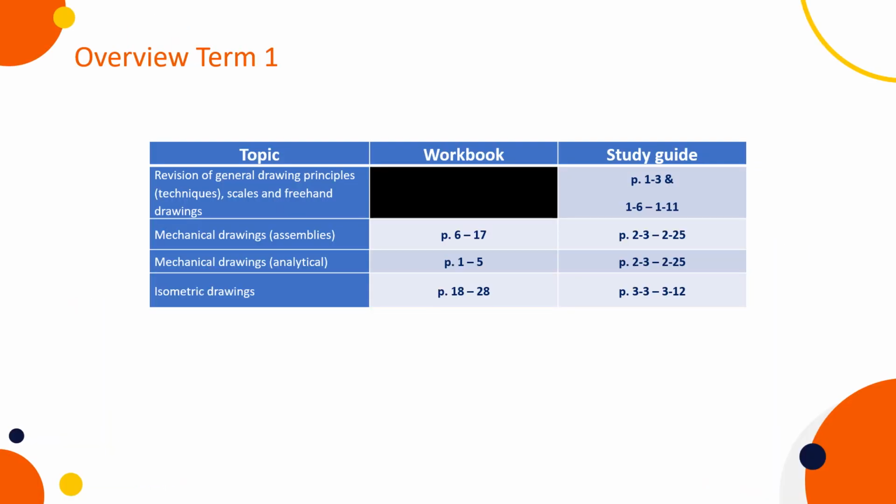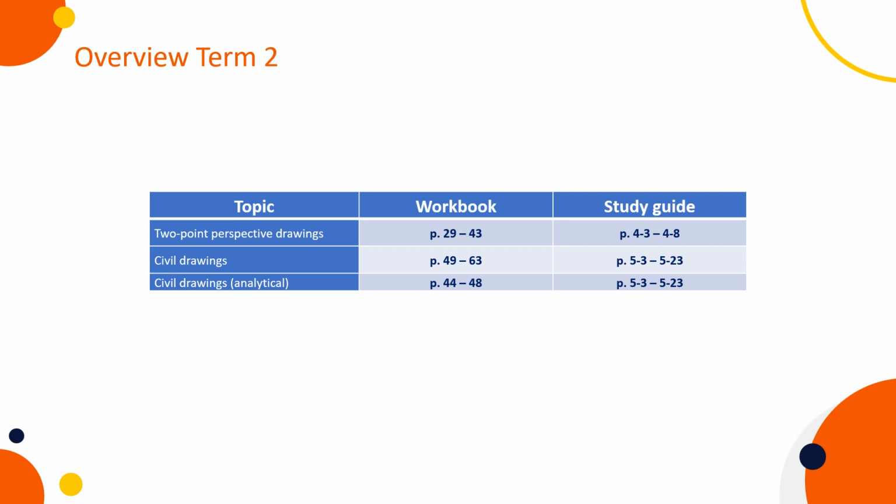So firstly, in term 1, we started off with revision of general drawing principles in your study guide. Then we started with physical drawing work, where you started doing course drawings, with mechanical drawings, assemblies, and analytical. So it was page 1 to 5 and 6 to 17 in your workbook, and then obviously page 23 to 25 in your study guide. You ended the term with isometric drawings, which was page 18 to 28 in your workbook, and page 33 to 312 in your study guide.